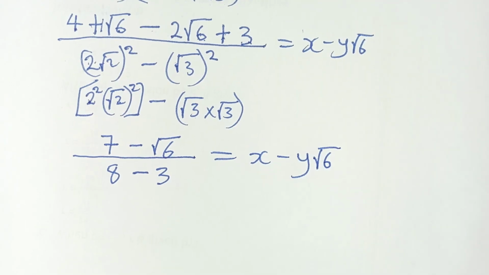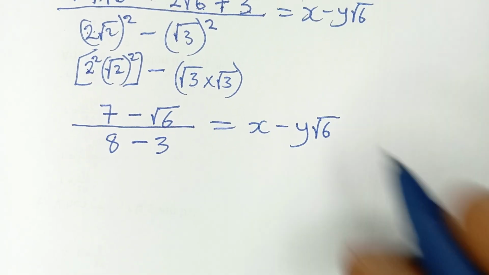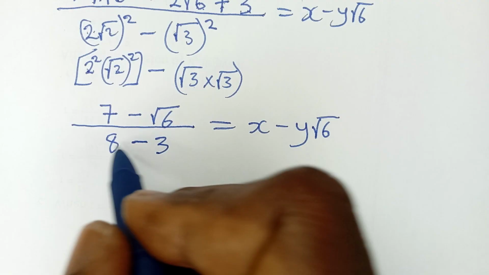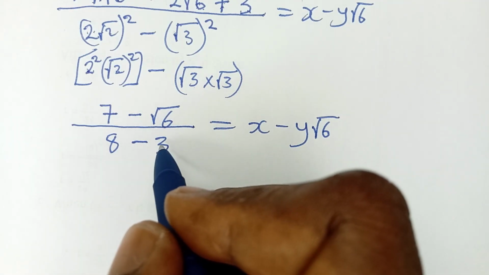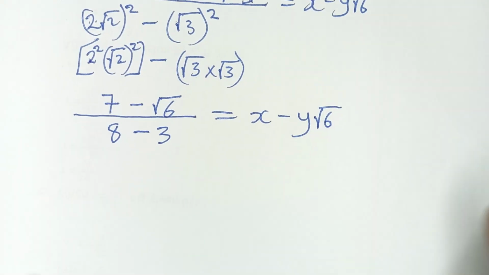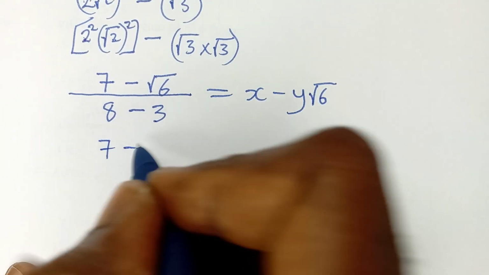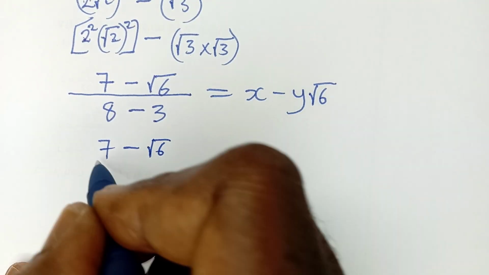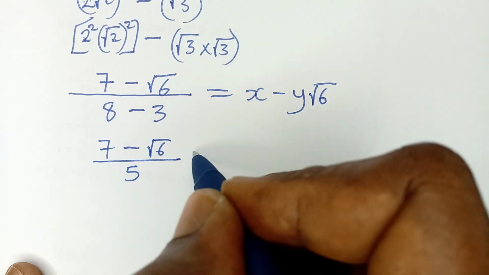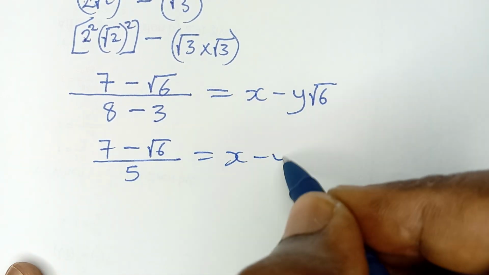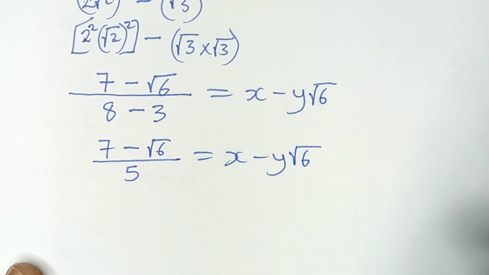So now the next thing for us to do is to simplify this denominator. 8 minus 3 will give us 5. So in the numerator is 7 root 6, and the denominator is 5. And that will be equal to x minus y root 6.